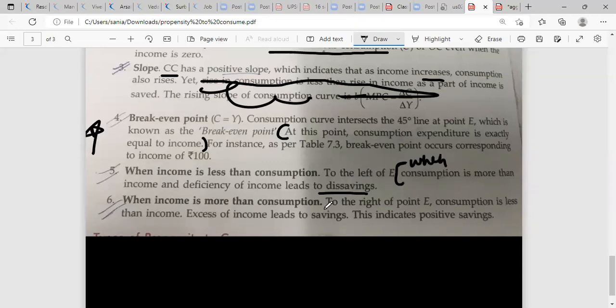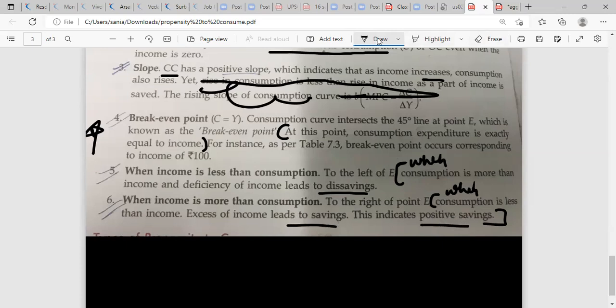Next, when income is more than consumption, you will write: when consumption is less than income, the excess of income leads to saving. This indicates positive saving. So when your income is less than consumption, that leads to dis-saving. But when your income is more than consumption, that extra money you will save. So that is known as savings, or you can say positive savings.